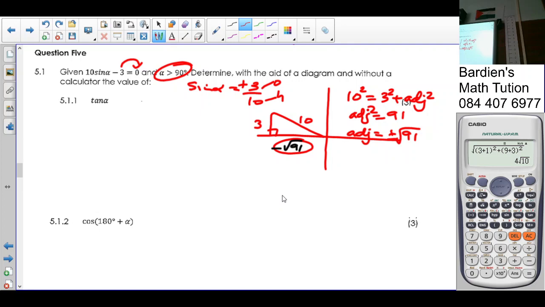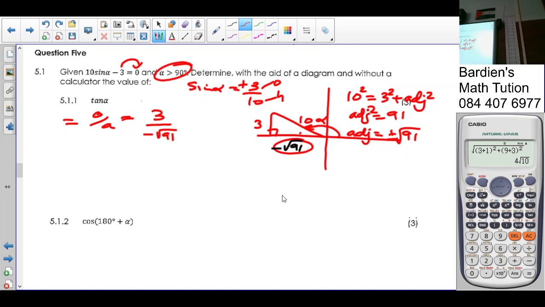Okay? Let's answer the question. What does tan alpha stand for? Opposite over adjacent. Opposite is 3. Remember, there's your angle, your alpha angle. That's your reference. Your opposite is 3 and your adjacent is negative root 91. Is it correct?